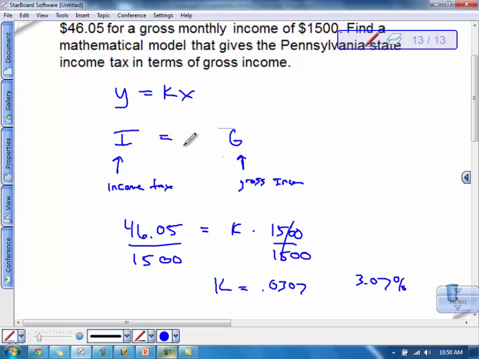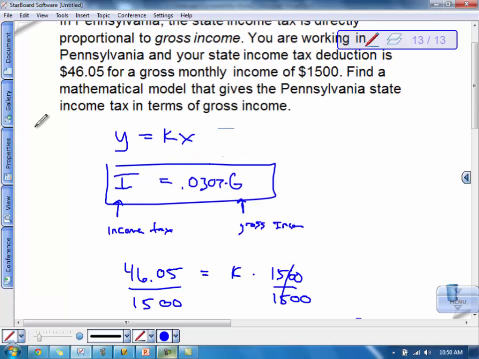We can then write our equation as this: 0.0307 times G. So here's our direct variation equation that they're looking for, a mathematical model that gives us the state income tax in terms of gross income.